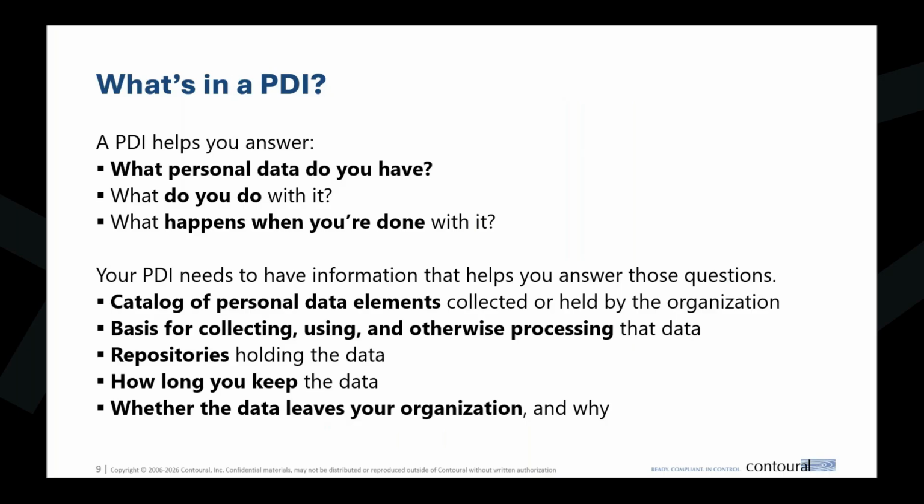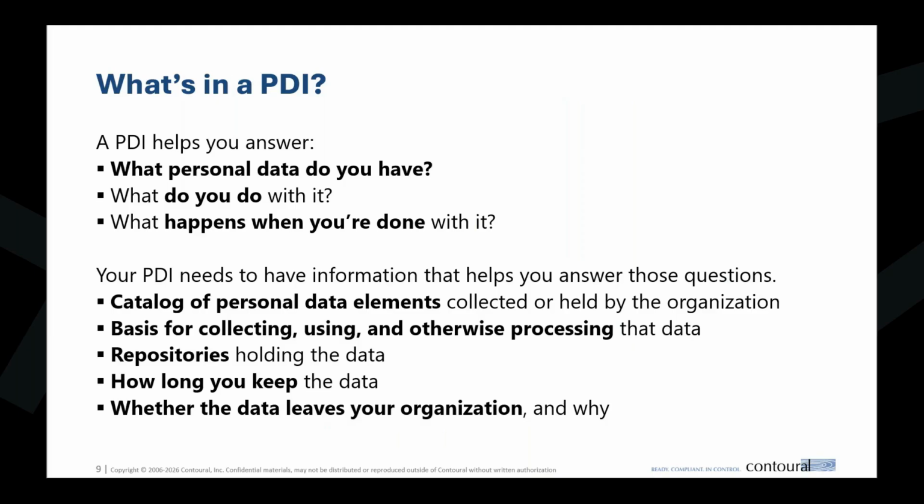So in order to have your personal data inventory be useful, you want to know what you have, what you do with it, and what happens to it after that, which means that you're going to need, you're absolutely right, information other than just a list of the data elements, because that doesn't tell you anything. Knowing that you're collecting name and address does not give you any information at all, but that's a good place to start.